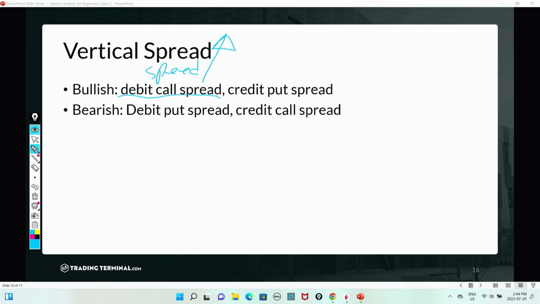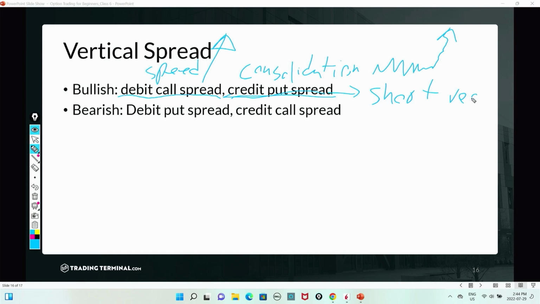You could also use a credit put spread, like the Goldman Sachs example that we looked at. If you're looking at a credit put spread, what are you doing? You actually believe that there's going to be some consolidation and the move is not going to be as fast. So you think there's going to be some movement and then maybe slightly grinding higher. Remember, when you're doing a credit put spread, you're shorting volatility, you're going short Vega. And when you're using a debit call spread, you're going long Vega.